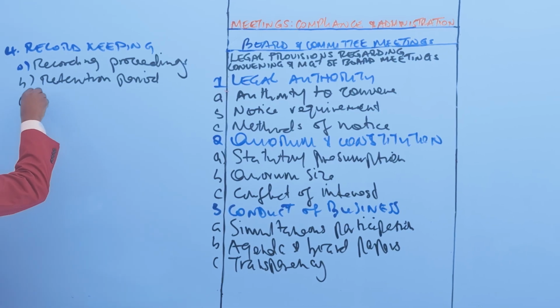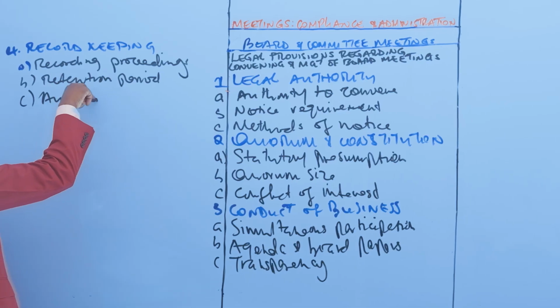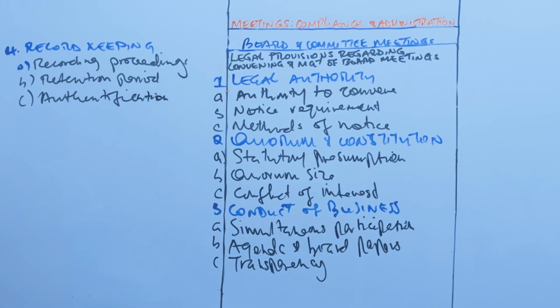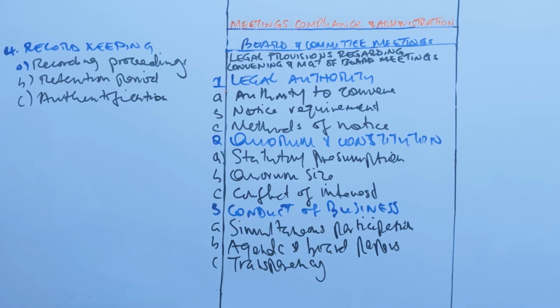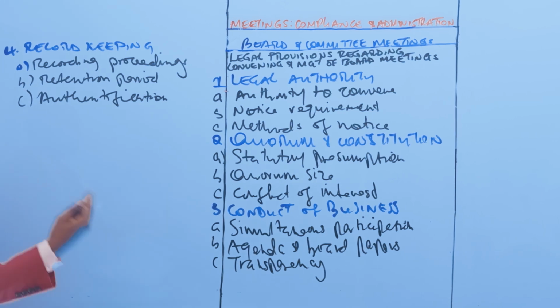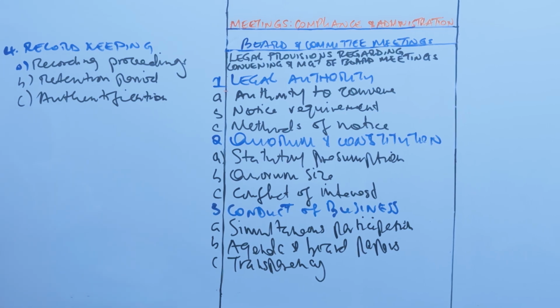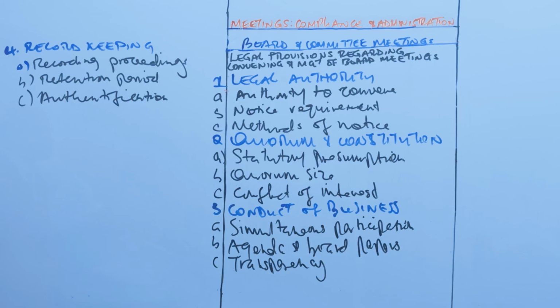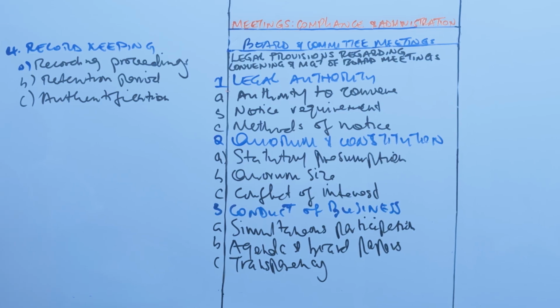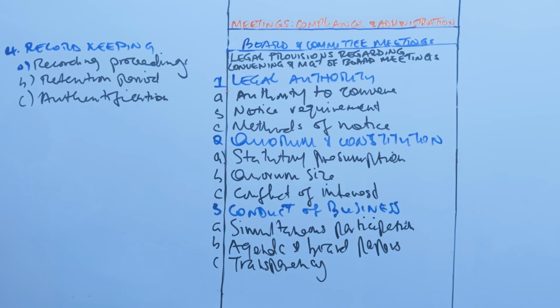Then there is also authentication. Authentication means once approved by the board, minutes must be signed by the chairperson to serve as conclusive evidence in a court of law. And failure to keep these records is a criminal offense, rendering the company and the defaulting director liable to a fine of up to 500,000 shillings.